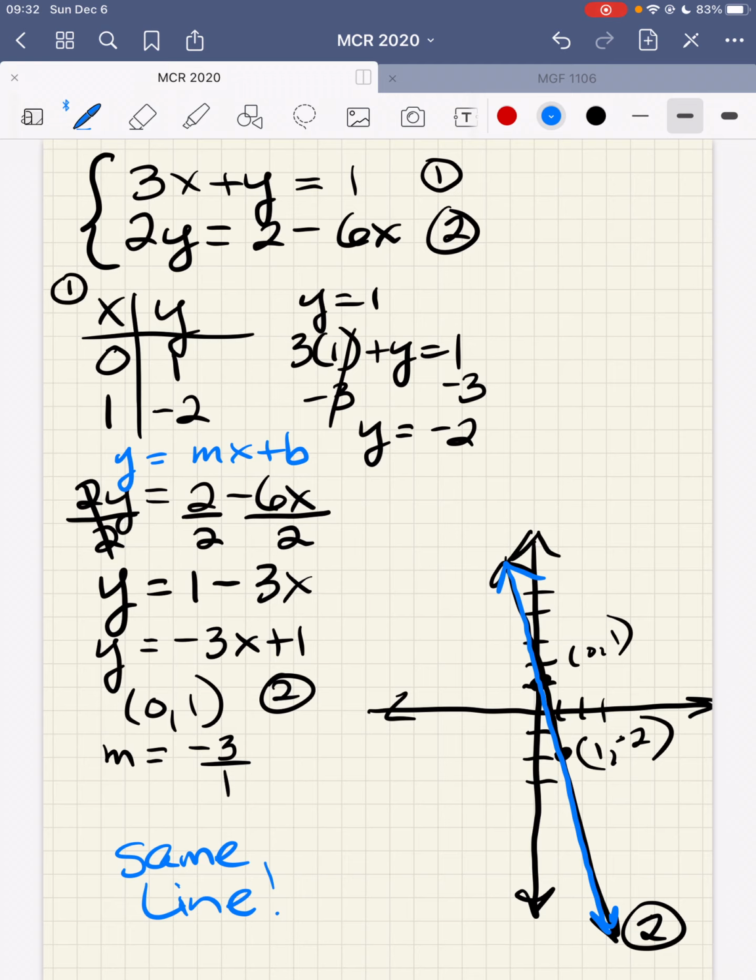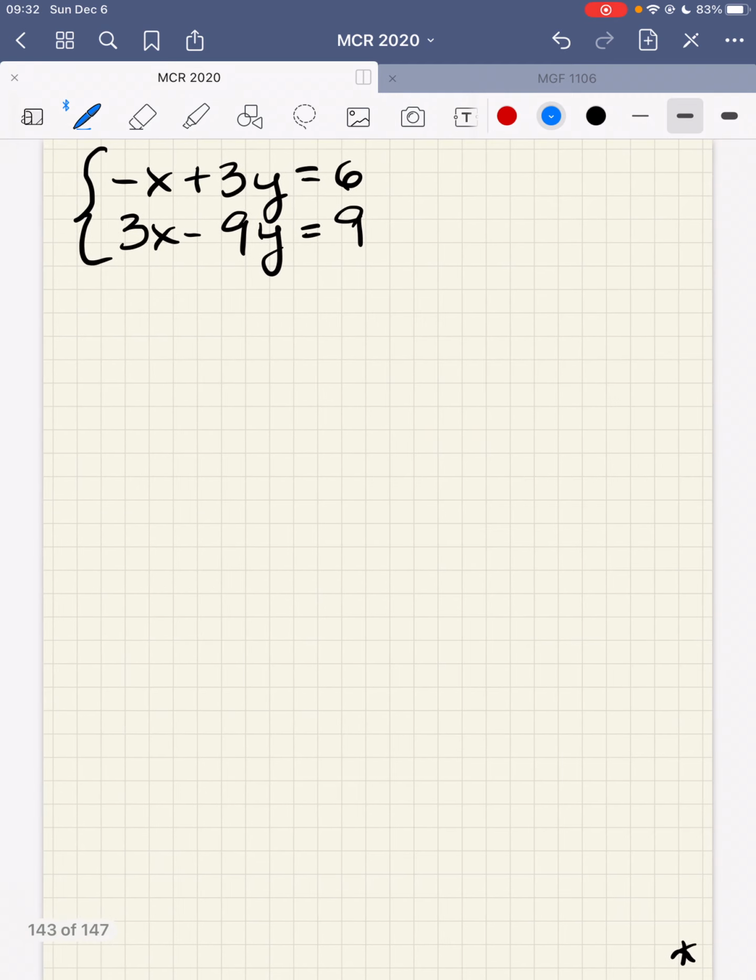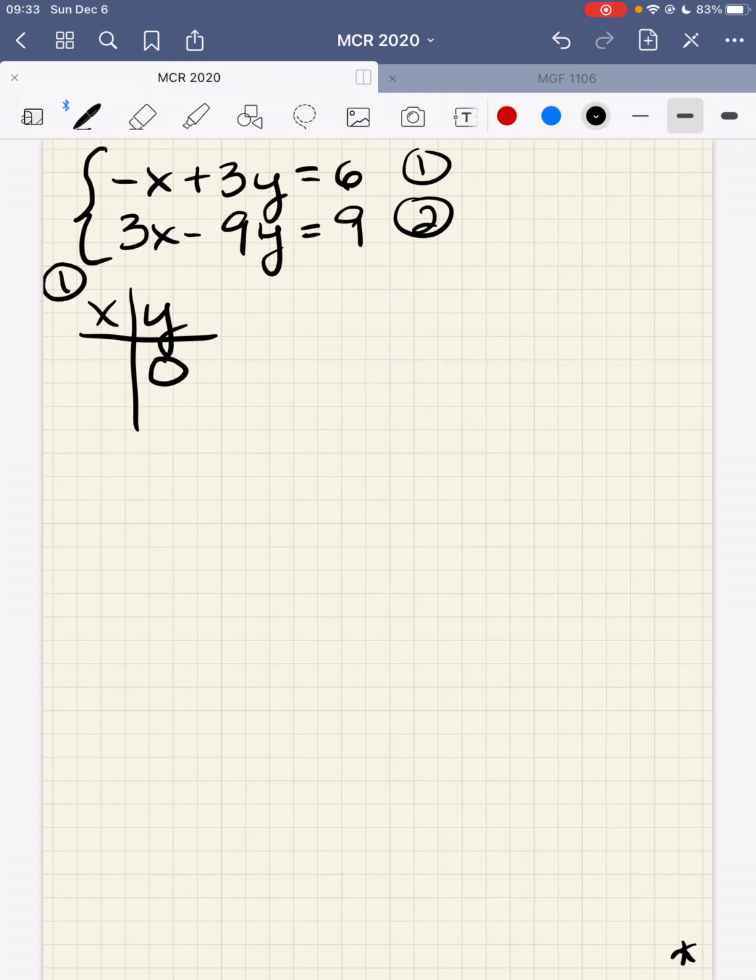All right, let's go ahead and look at one more. So I have negative x plus 3y is equal to 6, and 3x minus 9y is equal to 9. They're both in standard form. I'm going to go ahead and give them each their own xy table. And I'm going to go ahead and start with making y 0 for number 1. If y is 0, this goes away. And I'm left with negative x is equal to 6. Again, I got to go ahead and multiply both sides by negative 1, or basically just switch my signs. X is equal to negative 6.